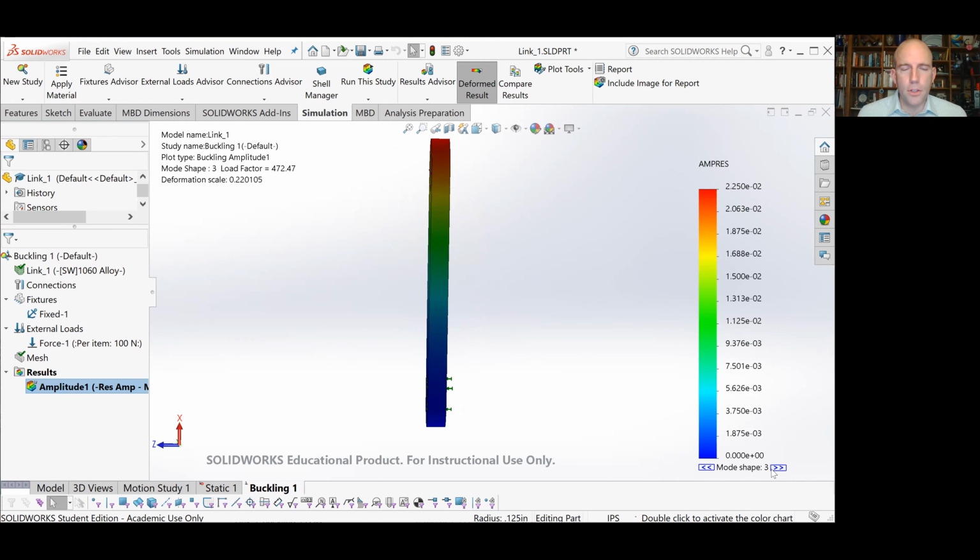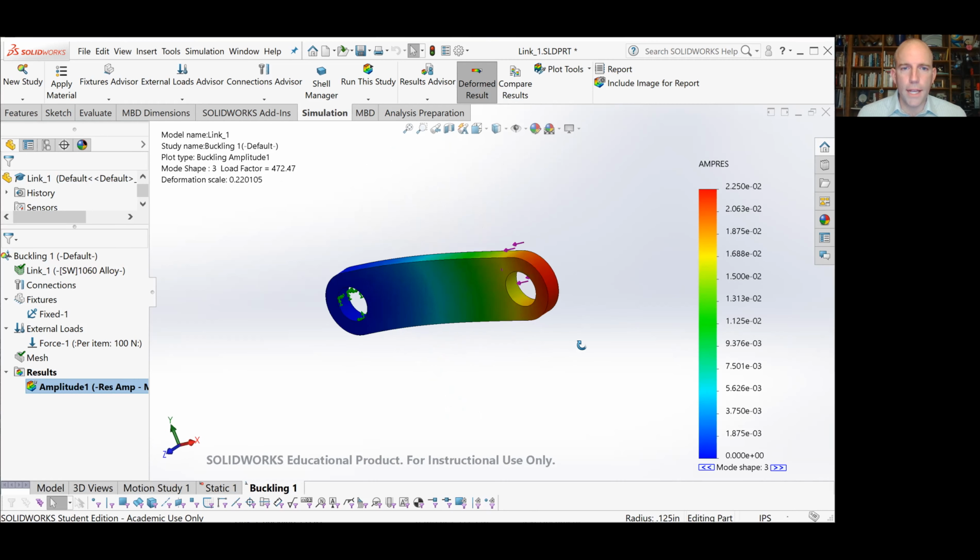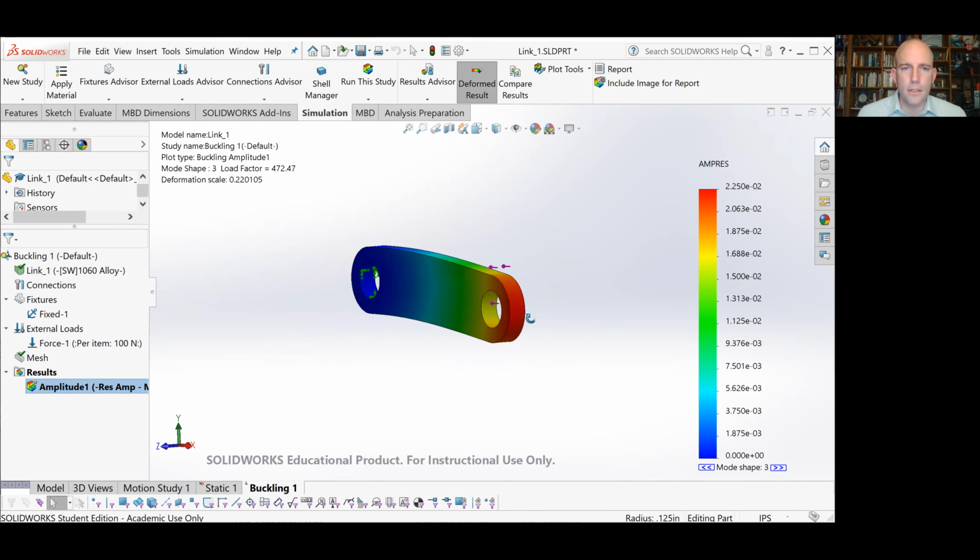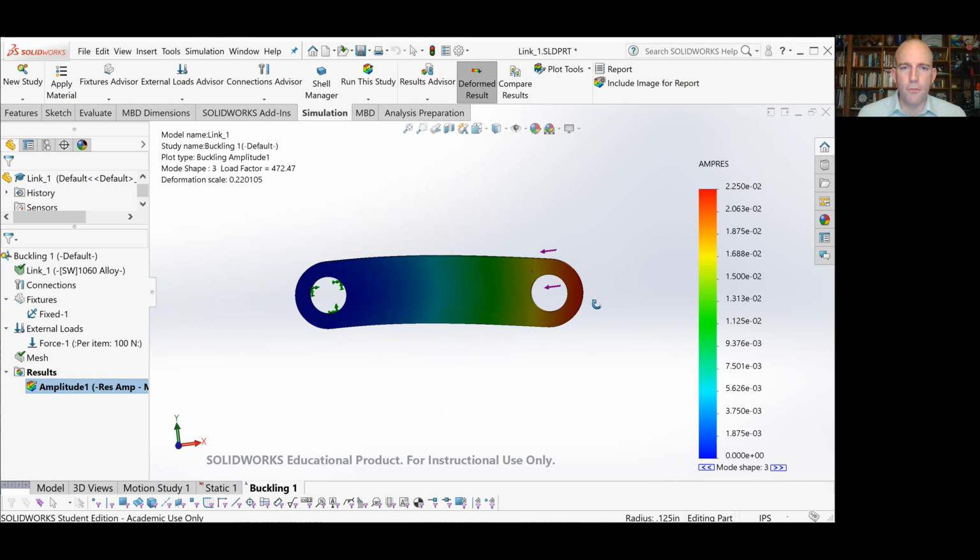And if we keep looking through these, we will find, aha, this looks quite a bit like that first shape that we considered, where instead of buckling out of the plane, it would buckle in the plane, right? Where we can see the curvature while we see the holes. And we'll note that that load factor is about 16 times higher than the other load factor, and that is consistent with the theory here.